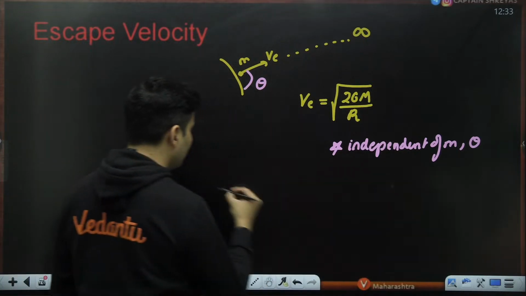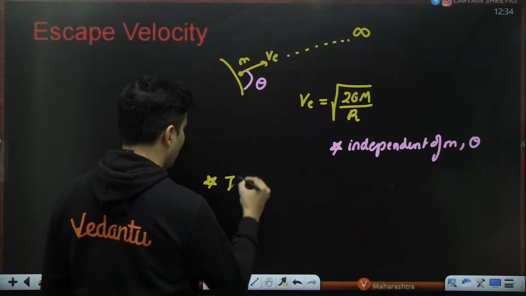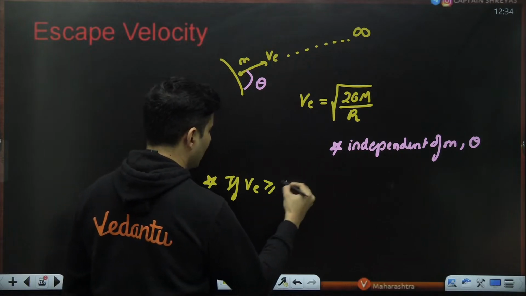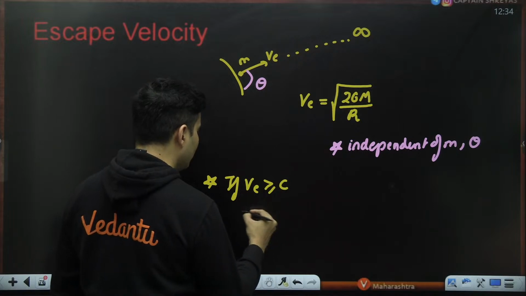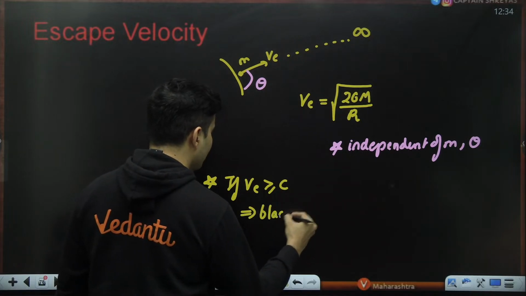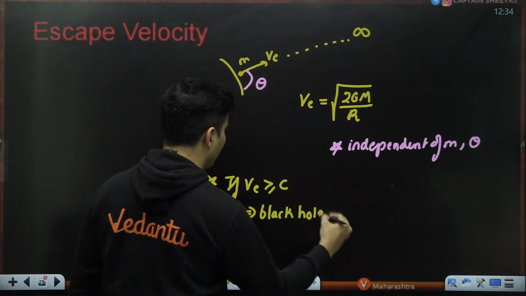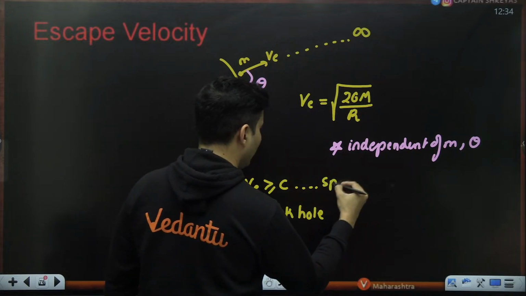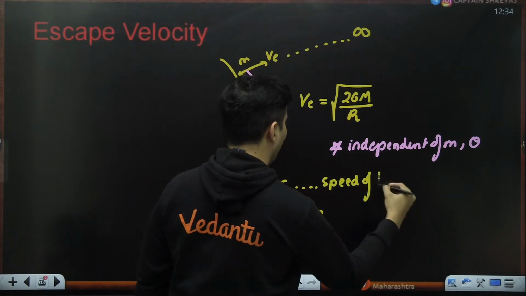And keep this in mind, if by chance the escape speed is more than or equal to the speed of light, then it implies the planet has turned into a black hole. This c is the speed of light.